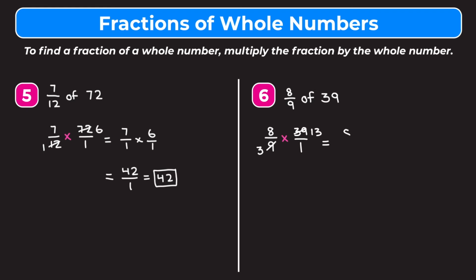So now it's really like we're multiplying 8 over 3 by 13 over 1. And we're going to multiply straight across. So 8 times 13 is going to give us 104 in our numerator. 3 times 1 gives us a 3 in our denominator. And now we want to change this into a mixed number. So 3 goes into 104 34 times. And 3 times 34 is going to give us 102. So we have 2 left over. So we get 34 and 2/3 as our answer.